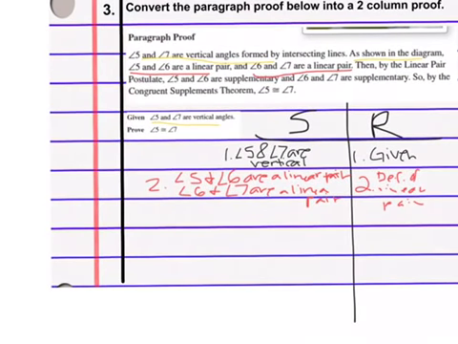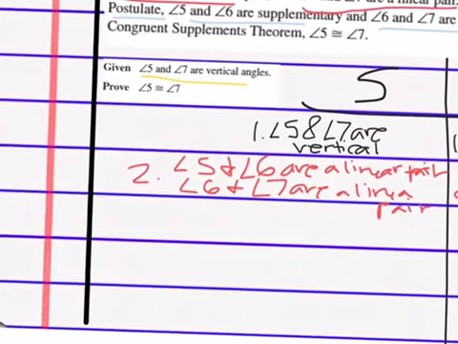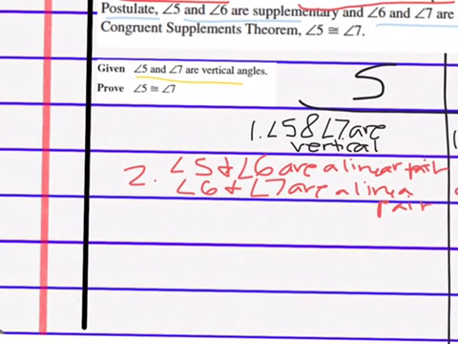Then let's look at our paragraph. Then, by the linear pair postulate, 5 and 6 are supplementary, 6 and 7 are supplementary. So that is going to be next. I'll try zooming in. Maybe that will make my handwriting a little bit better. All right, line 3: angle 5 and angle 6 are supplementary.